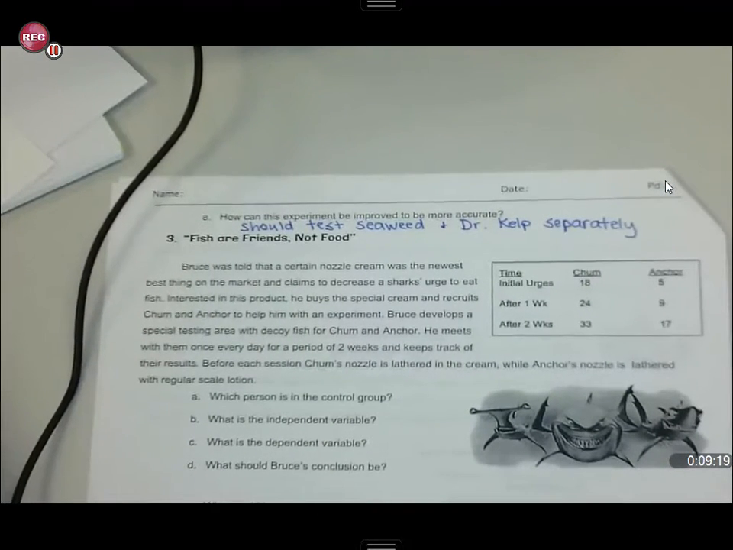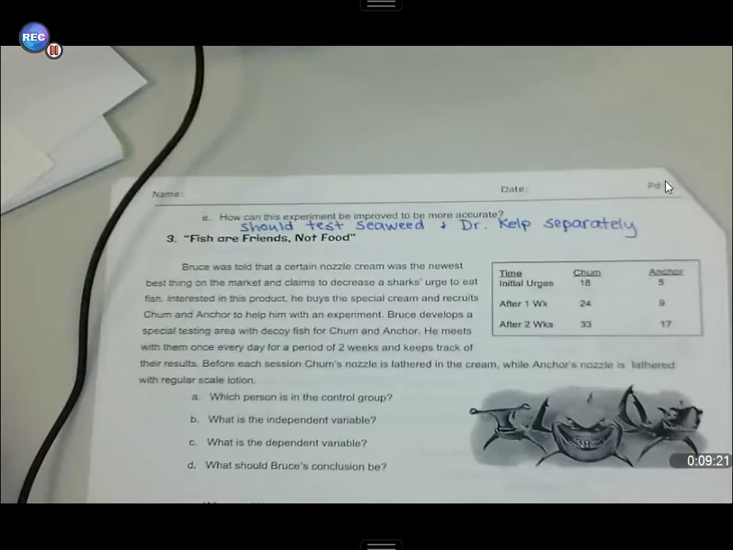Okay, number 3, fish are friends, not food. Bruce was told that a certain nozzle cream was the newest best thing on the market and claims to decrease a shark's urge to eat fish. Interested in this product, he buys the special cream and recruits Chum and Anchor to help him with an experiment. Bruce develops a special testing area with decoy fish for Chum and Anchor. He meets with them once every day for a period of 2 weeks and keeps track of their results. Before each session, Chum's nozzle is lathered in cream, while Anchor's nozzle is lathered with regular scale lotion.